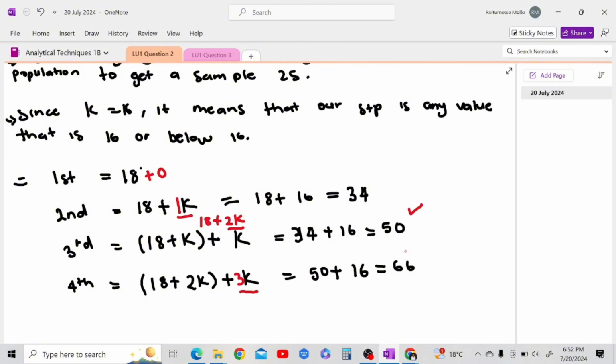All right, let's go to question number 3. So the third item which is going to be selected is item number 50. I hope that's okay. All right, let's go to number 3 now.